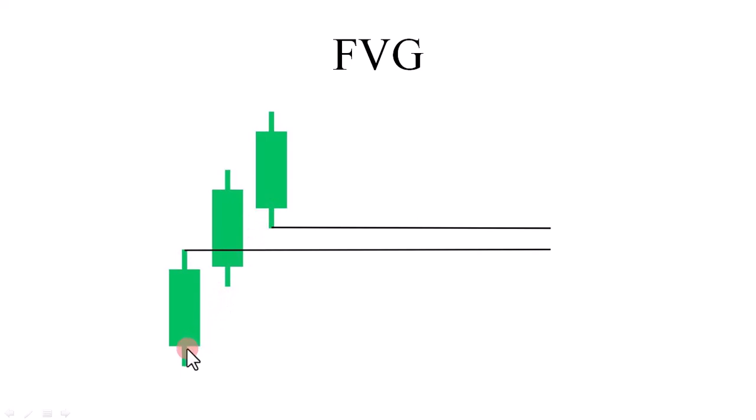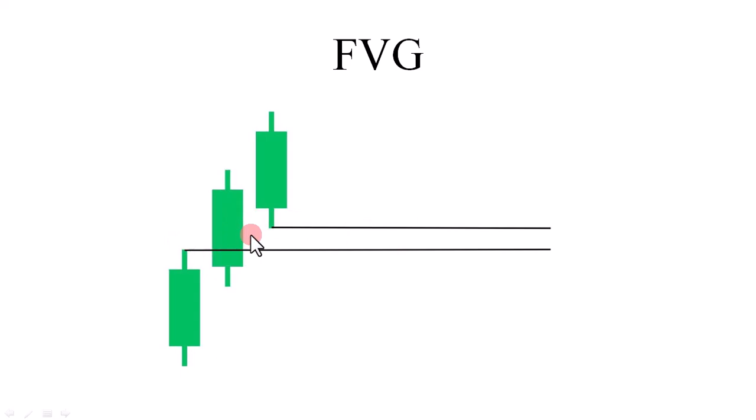It consists of three candles, sometimes even more. But we have the first bullish candle, the second bullish candle, and the third bullish candle. You can see the wick of this first bullish candle is not closing up with the bottom wick of the last bullish candle. So it's leaving a gap there, and this is called what? Fair value gap.